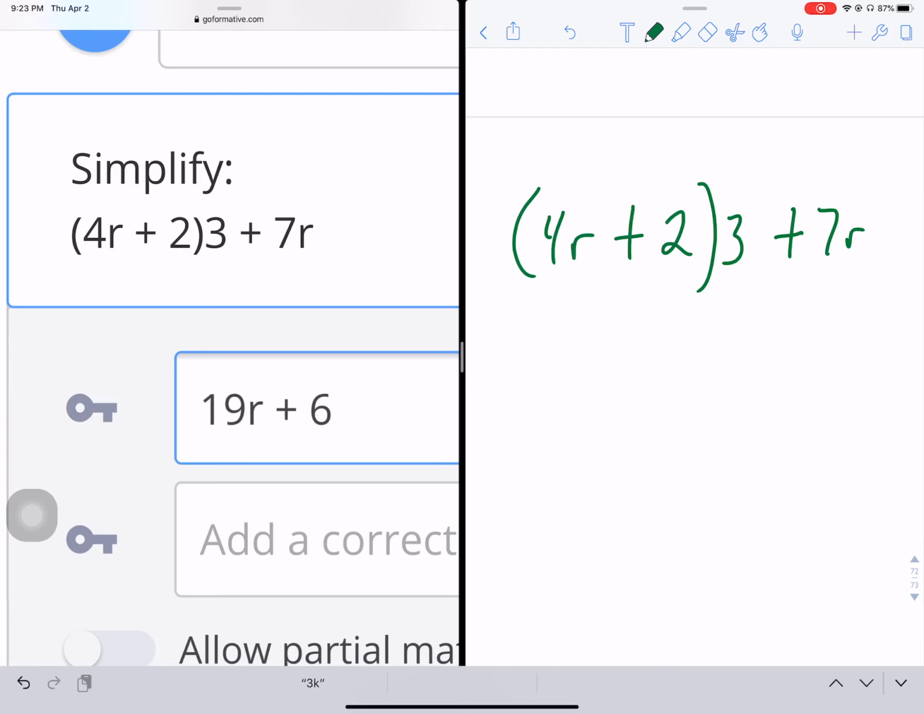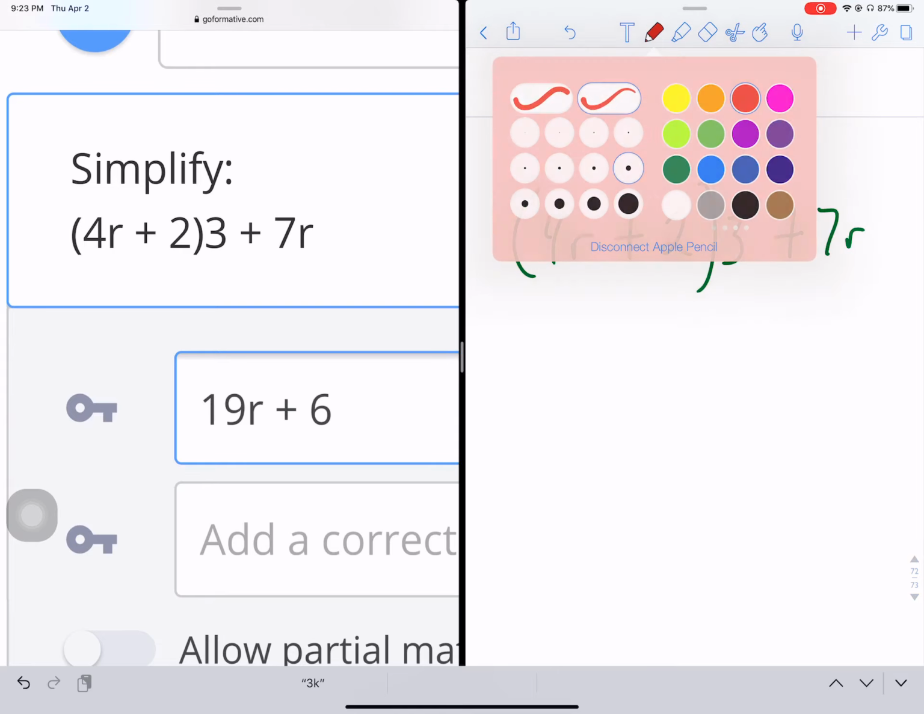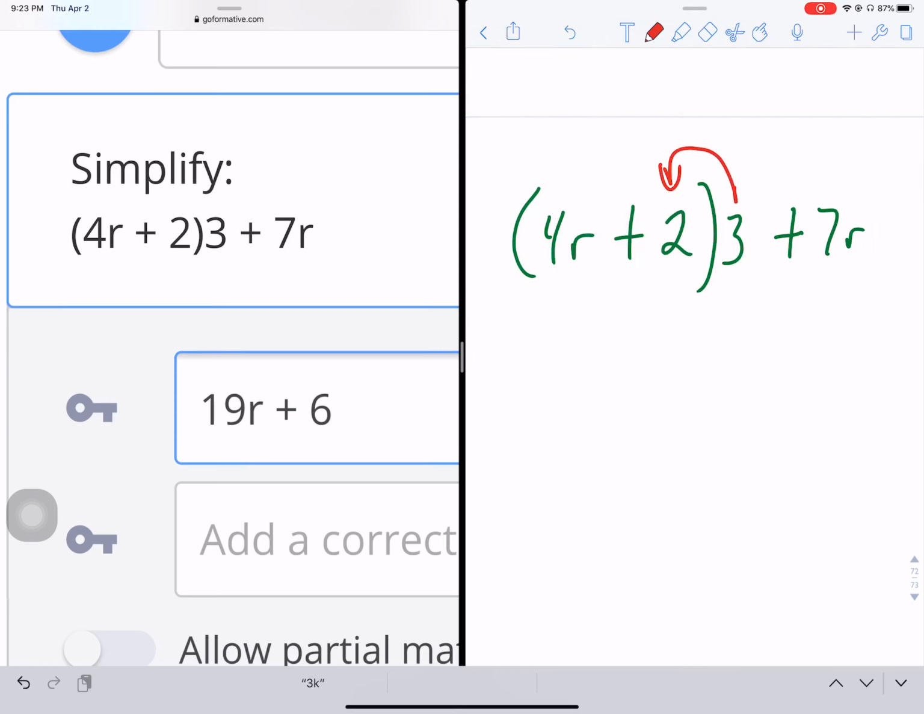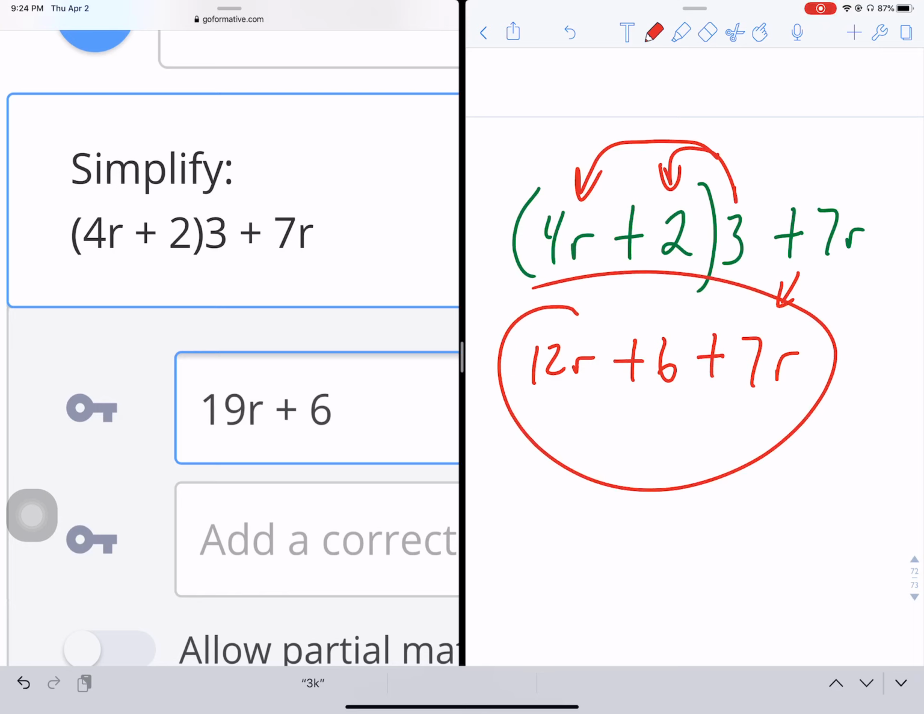Plus 7r. 3 times 2 and 3 times 4r. I'm going to multiply in this way. Okay, 3 times 4r is 12r. 3 times 2 is 6. And then I'm just bringing down the 7r that I didn't use. So I'm not done. A lot of kids just go like that. I'm done. We can't be done.